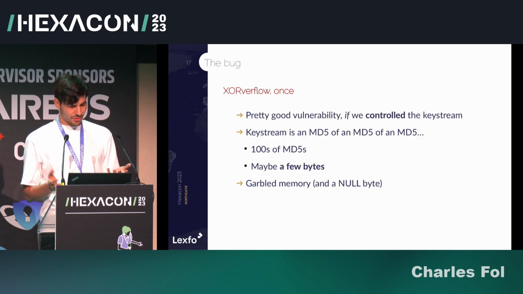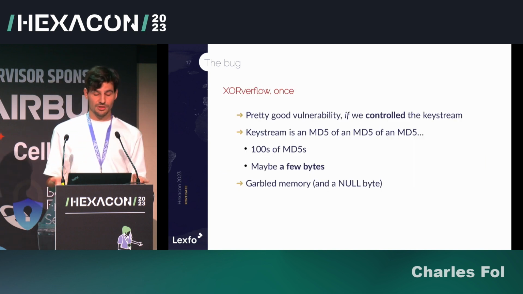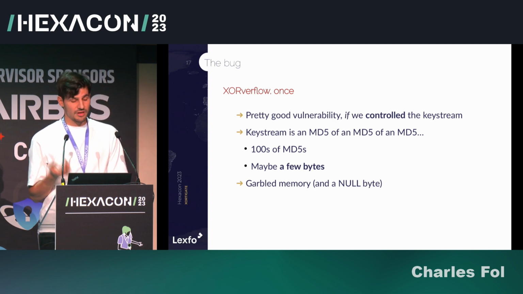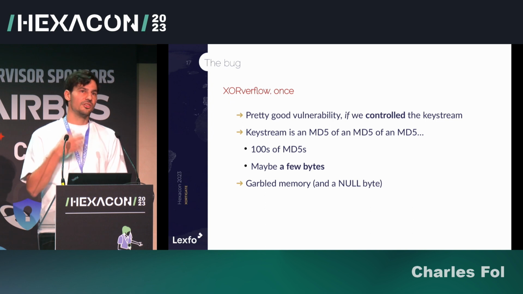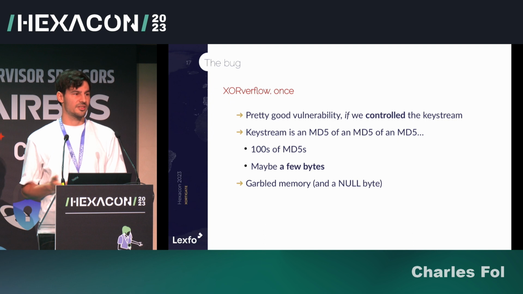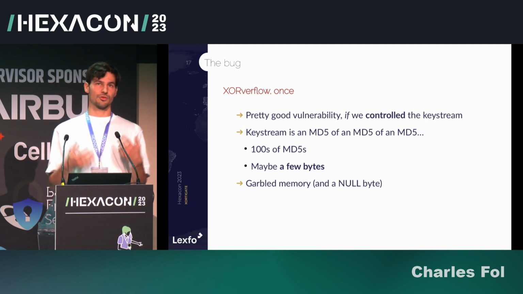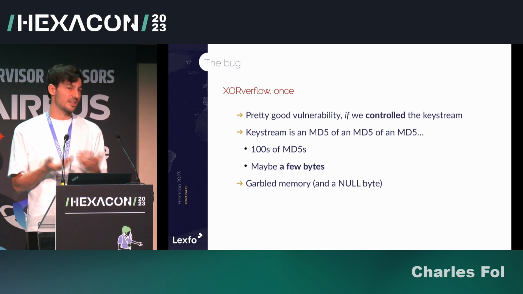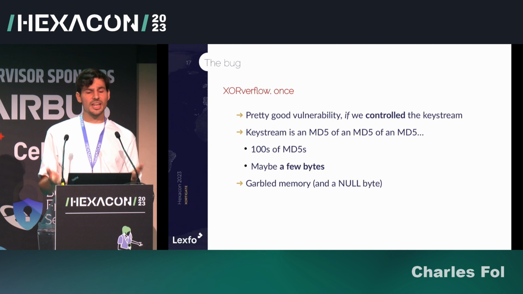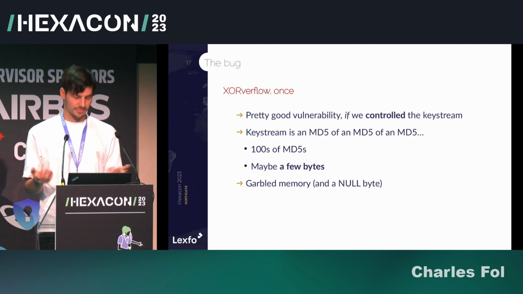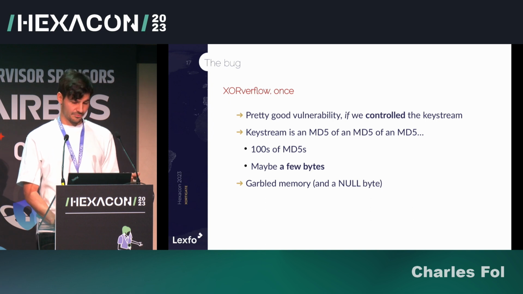So the vulnerability would be really good if we controlled the key stream. However, the key stream is an MD5 of an MD5 of an MD5, as I said. And you have to realize that we are not dealing with 1 or 2 MD5s. We are dealing with hundreds of MD5s. So we can't expect to control as many bytes as we want in the key stream. We might expect to control a few of them by brute forcing the seed, but that's it. So what we get right now with the primitive is garbled memory and a null byte. So this is pretty bad.